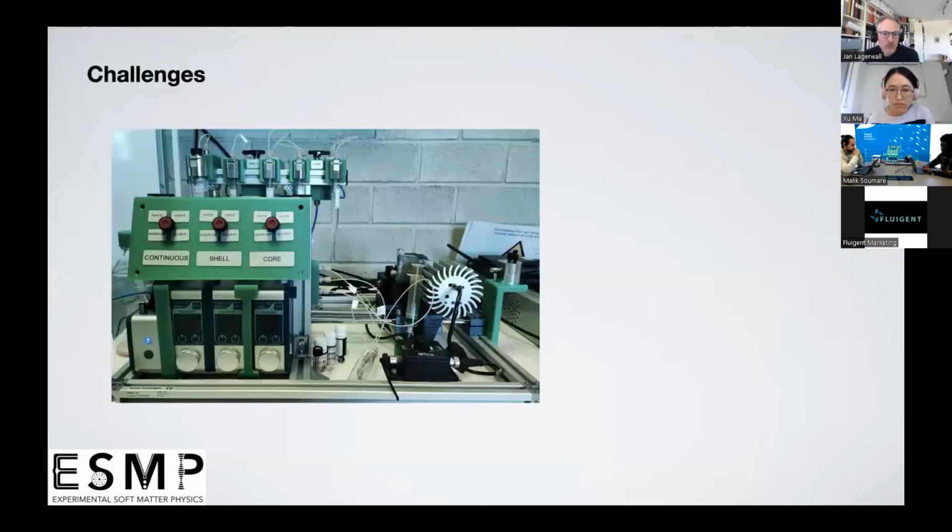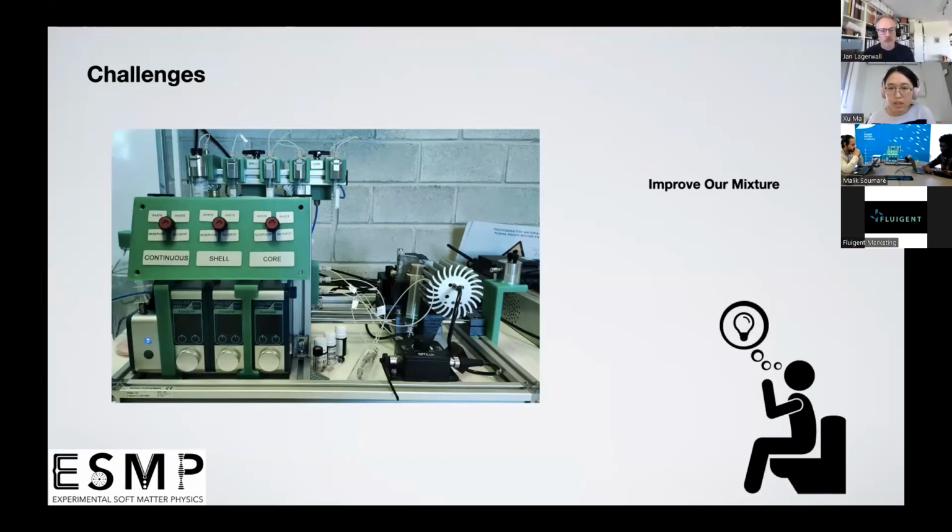Of course, we also face some challenges when we change the production to a new platform. Before, our production with the handmade device was under 50-degree temperature, but with this platform, there's no heating system. So we need to think about how to improve our mixture to work at the lower temperature and also design a heating system suitable for the Rejob device.